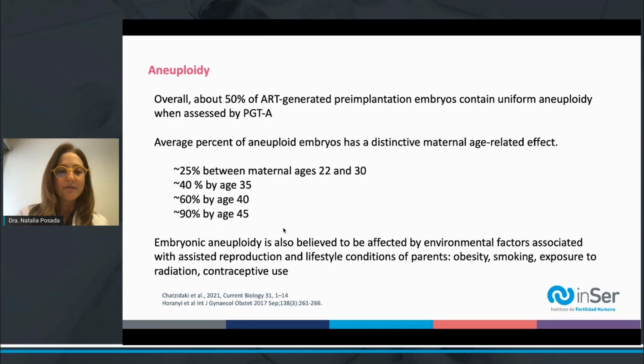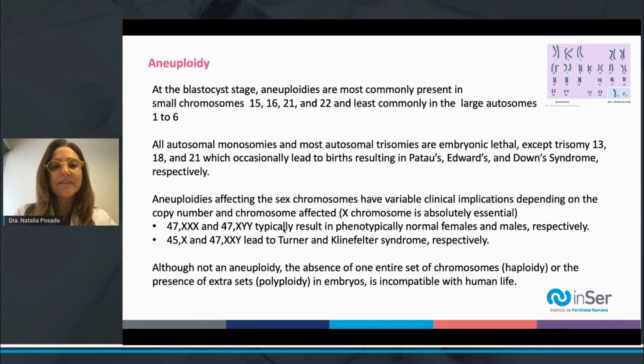In addition to maternal age, it seems that environmental factors may also affect the incidence of aneuploidy, and this may be related to assisted reproduction factors or lifestyle conditions of the parents, such as obesity, smoking, and exposure to radiation. Contraceptive use might have a protective effect. Aneuploidies most commonly affect small chromosomes, such as chromosomes 15, 16, 21, and 22, and less commonly the large autosomes, such as chromosomes 1 to 6.